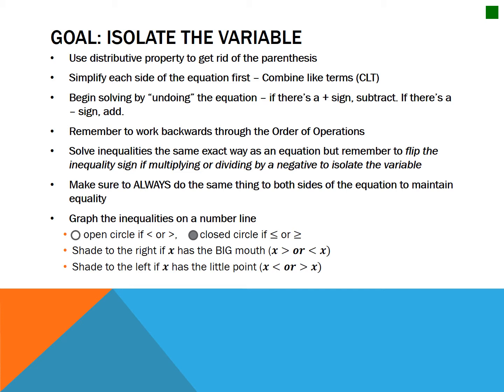So you're going to combine like terms. Remember, that means adding together all the guys with an x and all the guys without an x. You're going to begin by solving by undoing. You're going to look for a plus or minus sign first and take care of that by adding or subtracting. Remember to work backwards. That means you're going to add or subtract, and then you're going to do your multiplication or your division.